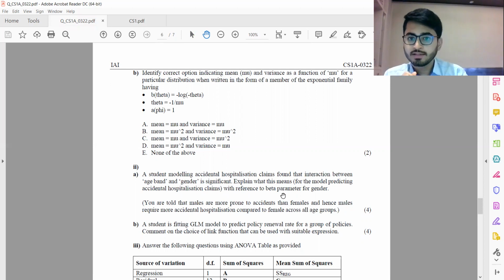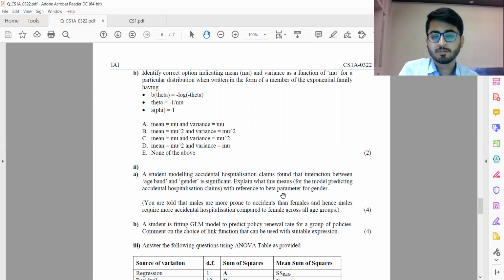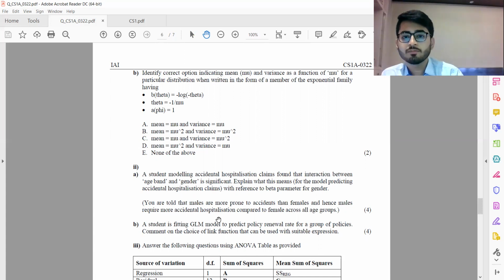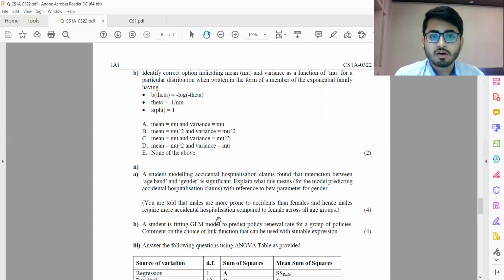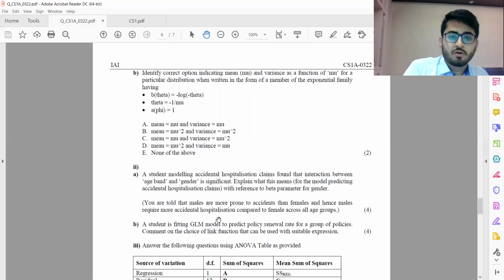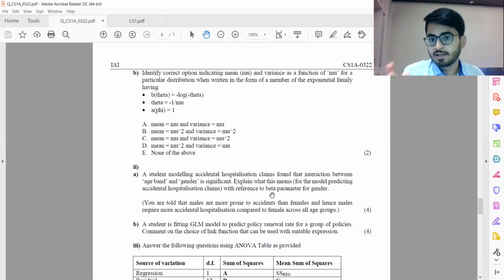So this is what it implies. First of all, the interaction term is significant. That is, the beta parameter for males and females shall be different. And then they have written, you are told that males are more prone to accidents than females, and hence males require more accidental hospitalization. So we could say that the beta of males, let's say, could be higher. Something like of this form. Point is, they are more because they are more prone to accidents. So this is the case over here, is how you need to go about it. We'll have a separate beta, that is the underlying important stuff.